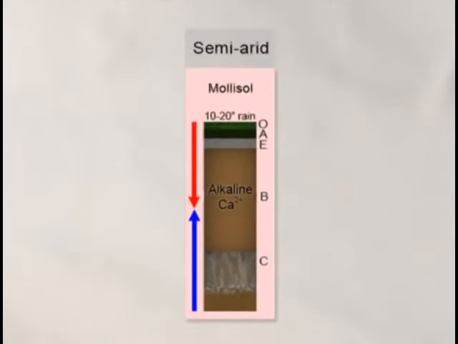Now, let's look at the diagram. Let's look at the horizons. Is there an O horizon? Yeah, sure, there's an O horizon. But note, it's not going to be nearly as thick as in the spodosol or the ultisol. Why?